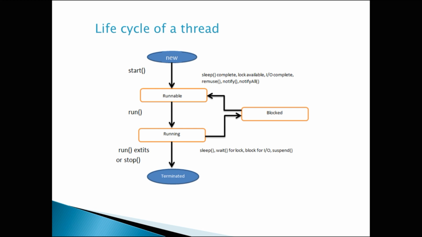It will even go to the death state by calling the stop method. These are the life cycle methods of the thread. These methods are from the Thread class, which is in the java.lang package, which is a default package. Even Runnable is also from the java.lang package.